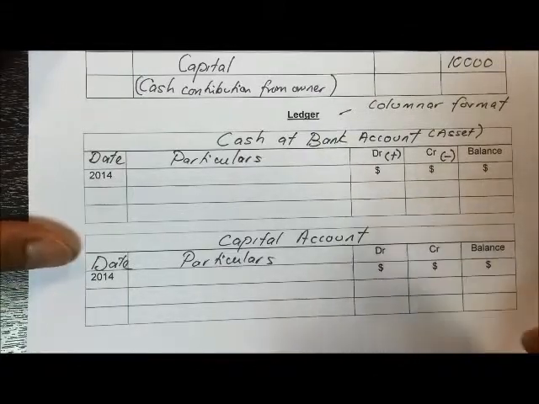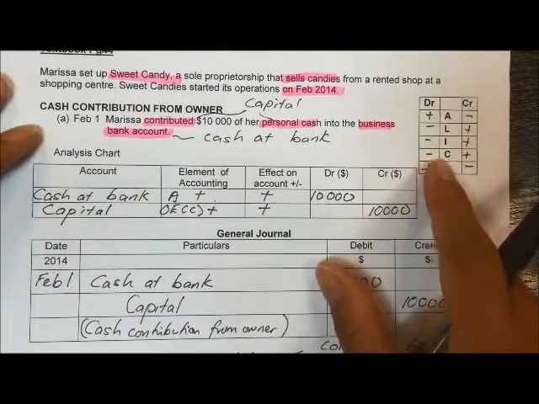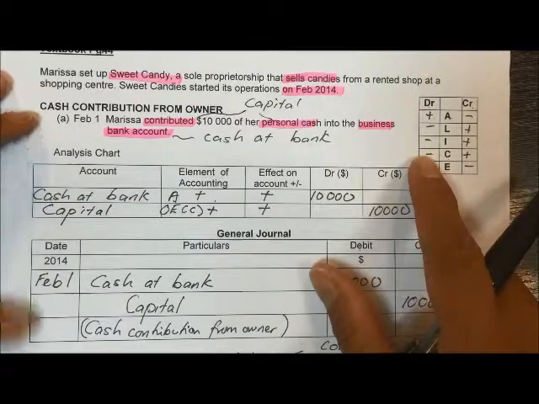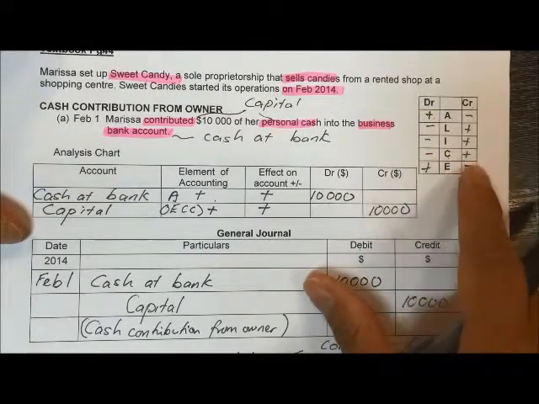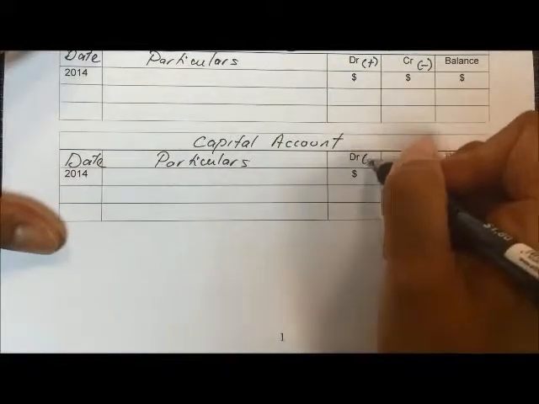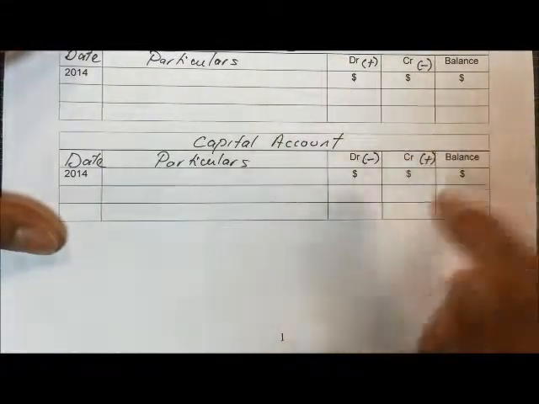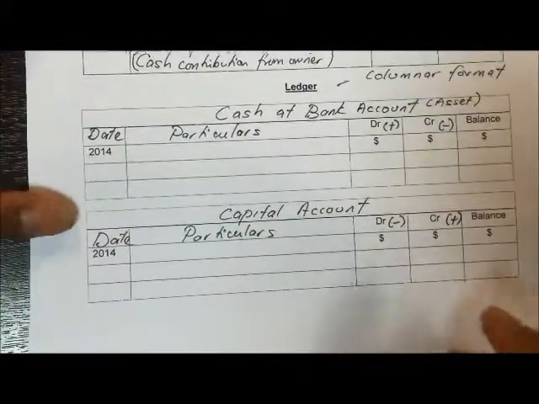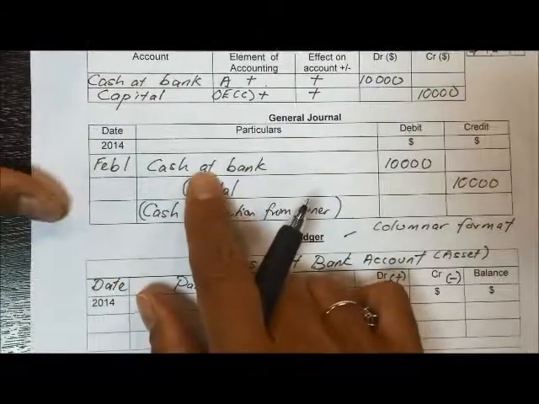Okay, so capital account, let's look at the capital account. It is minus in the debit column and then it's plus in the credit column. So capital account: minus, plus. So this is for our reference later on. Let's do the posting now.